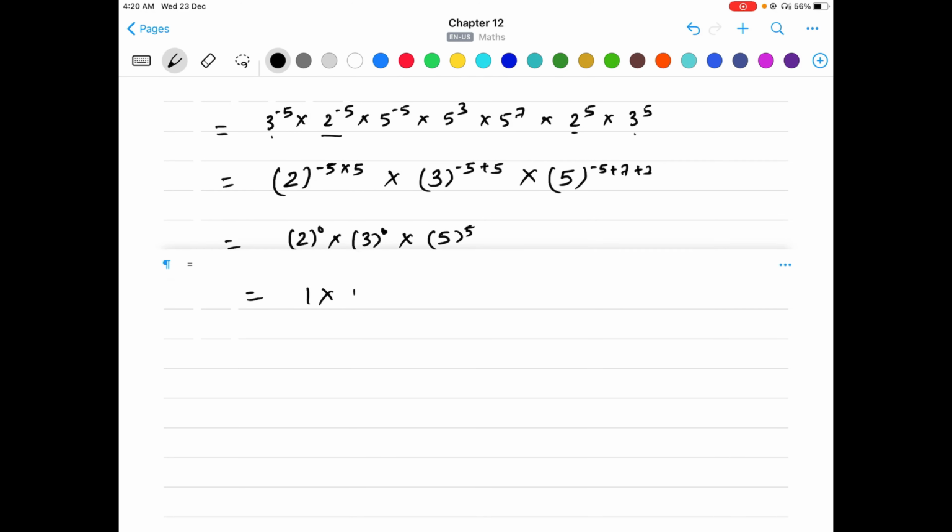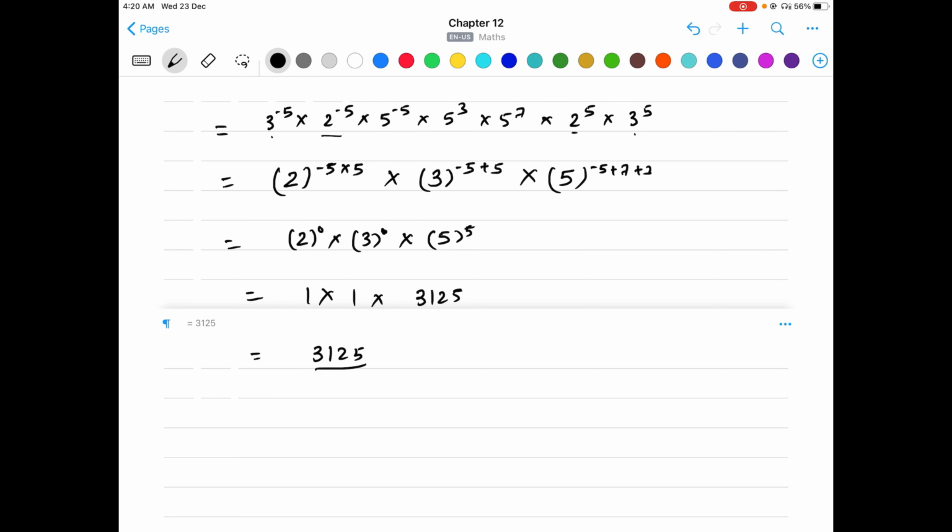Anything power 0 is 1. Again, anything power 0 is 1, into 5 power 5, which is 3125. 3125 into 1 is 3125. That's the answer of the second part of question number 7.